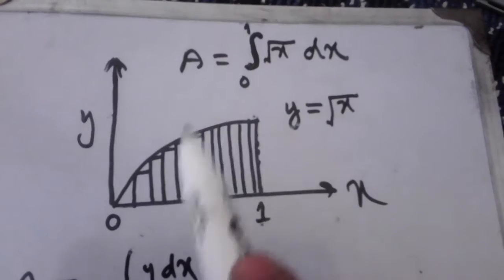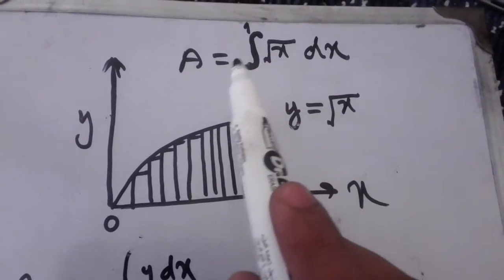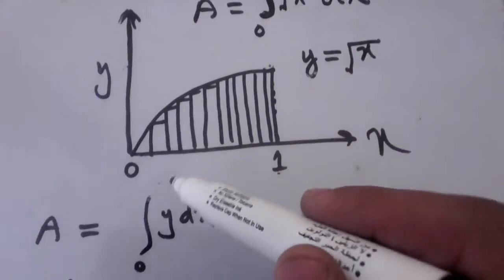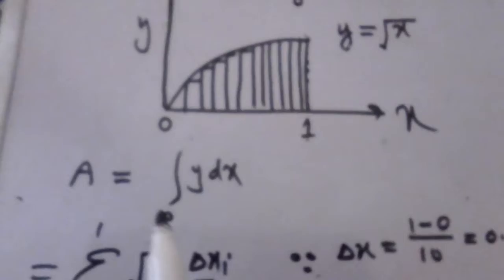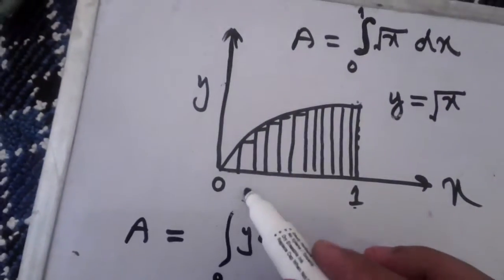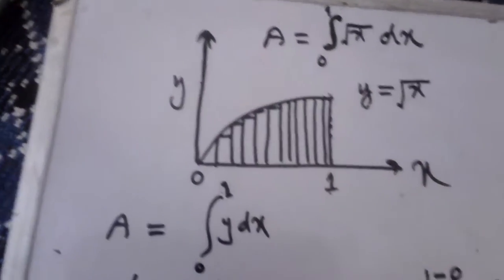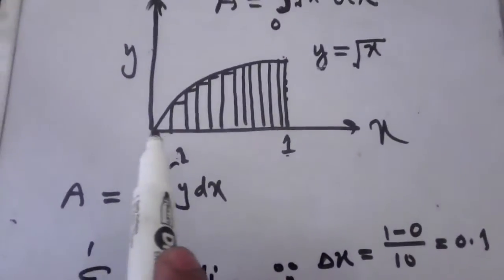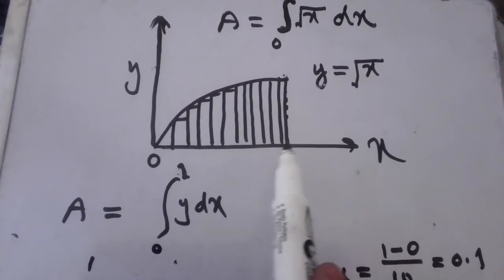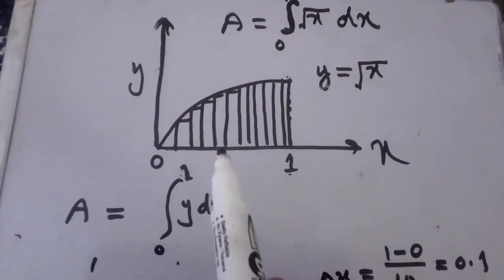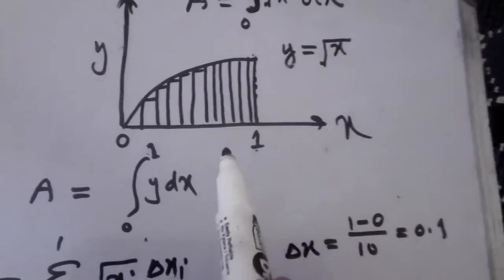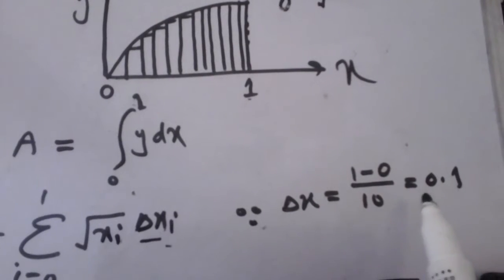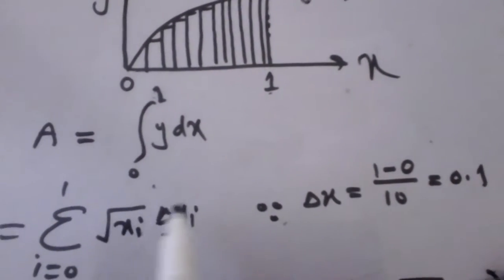We can solve this equation by using the calculus formula or by using the rectangular method like this one. From 0 to 1 of y dx, for this purpose we have to divide the x-axis from 0 to 1 into 10 equal parts. Delta x will be 1 minus 0 divided by 10, so delta x becomes equal to 0.1.